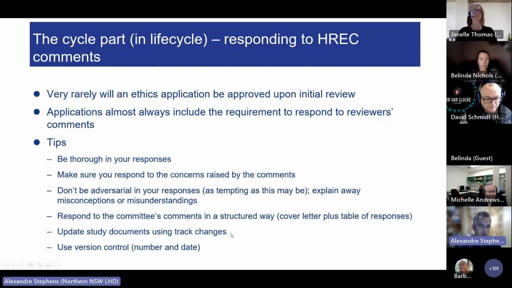Respond to the committee's comments in a structured way. We typically advise our applicants to use a cover letter and then some sort of structured response to the committee's comments. This could be a table of responses or some other structured way.